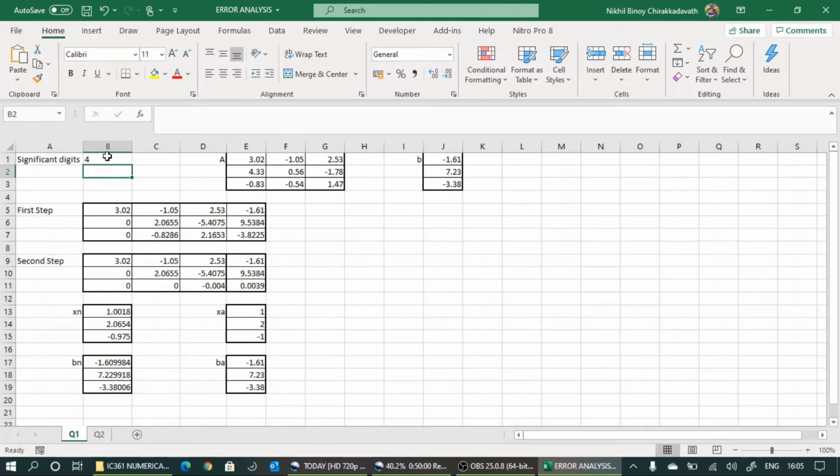So now increase the significant digits to 5. What will happen? Now you can see that this is 0.99, almost the same. Am I correct? Almost the same. Now increase to 6 significant digits. Now it is okay. Now we have the exact solution, right? If you are using 6 significant digits, definitely we can find the actual solution in this particular case.